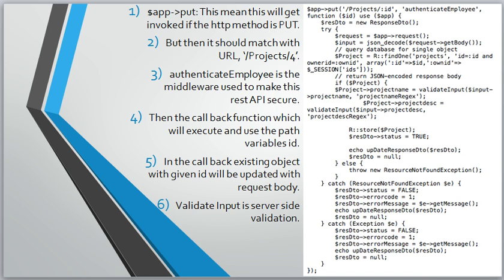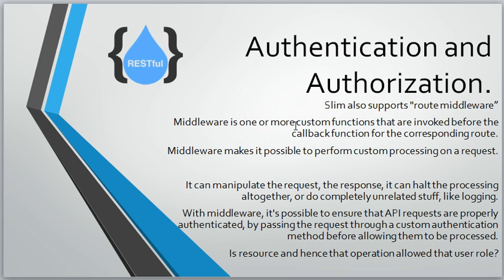Now let's see how to use the middleware. Middleware is one or more custom functions that are invoked before the callback function for the corresponding route. Middleware makes it possible to perform custom processing on a request. It can manipulate the request, the response, it can halt the processing altogether, or do completely unrelated stuff, like logging. With middleware, it's possible to ensure that the API requests are properly authenticated by passing the request through a custom authentication method before allowing them to be processed. Is the resource accessible, and is that operation allowed for that user role?